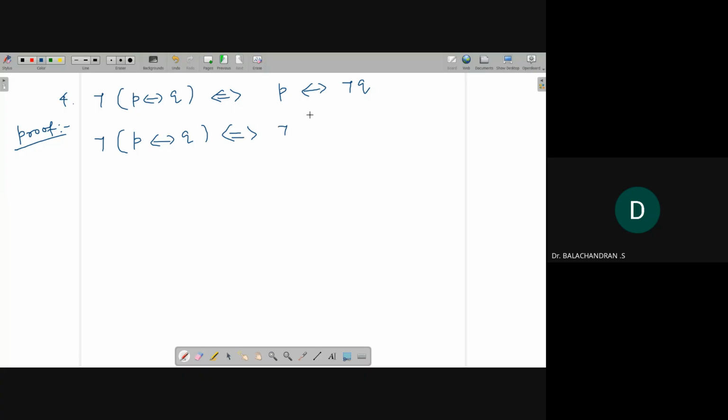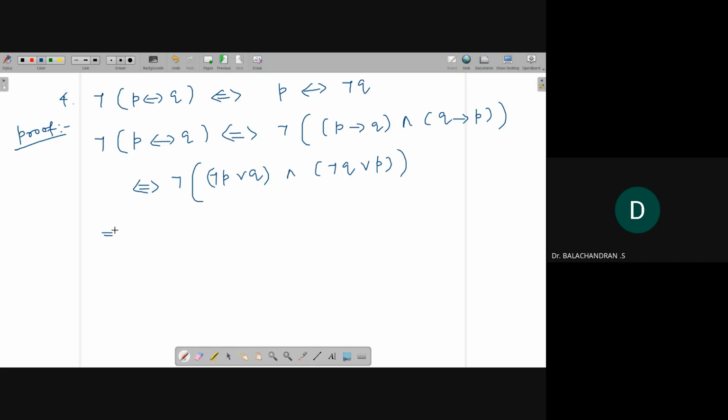so we know that P biconditional Q is equivalent to what? P implies Q and Q implies P. So which is equivalent to negation of, P implies Q is negation P or Q, and Q implies P is negation Q or P. Now I'm going to apply De Morgan's law.